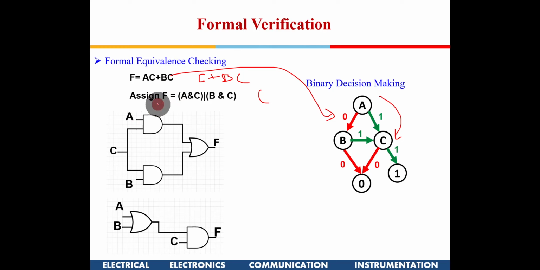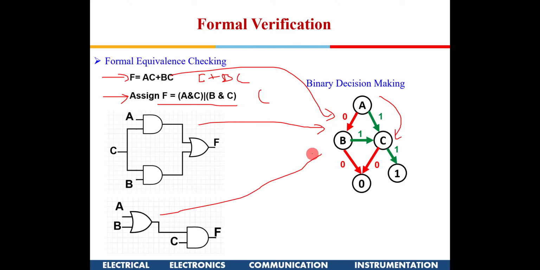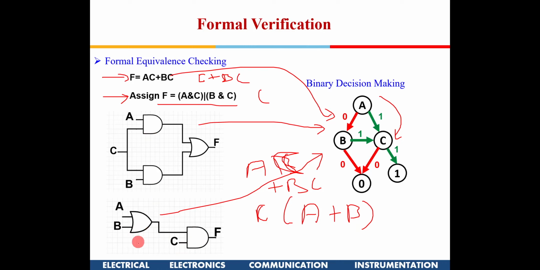Now if I try to write this as a Verilog code, this is the code. If I try to map this, again I will get the same thing. If I try to map this circuit, this again comes to the same thing. If I map this circuit, this also comes to the same. What is this? If you see here, this is AC plus BC. If I take C common, it will be C into A plus B. That is what this is. So these two circuits are the same.